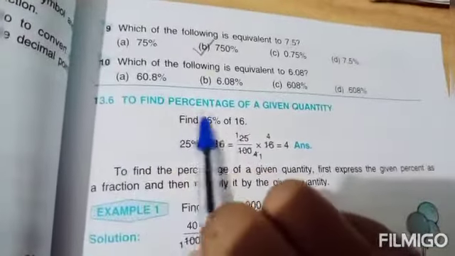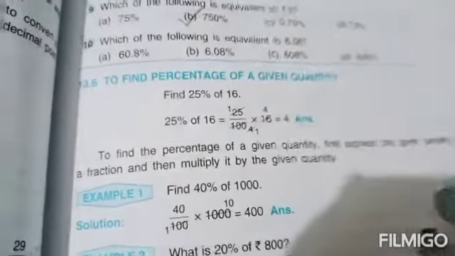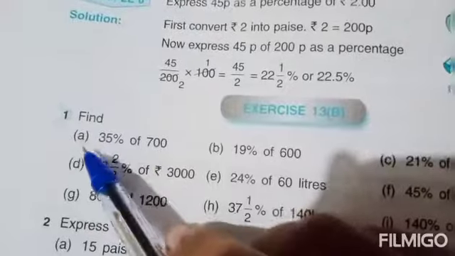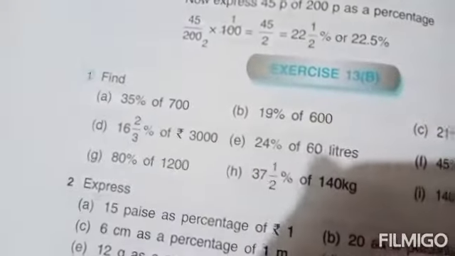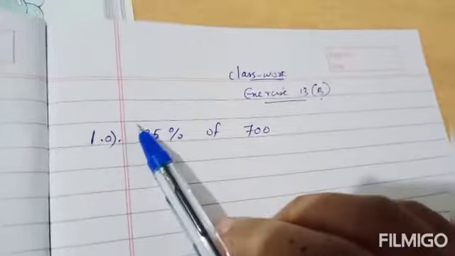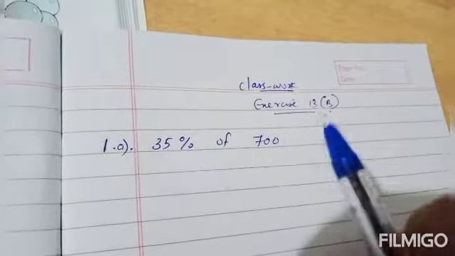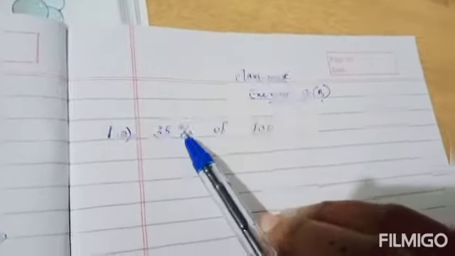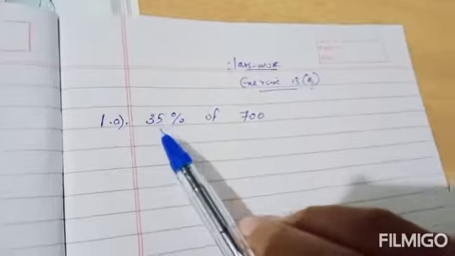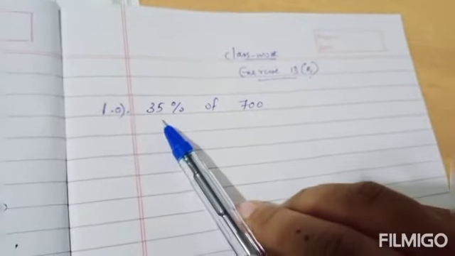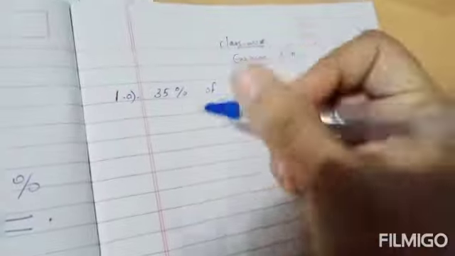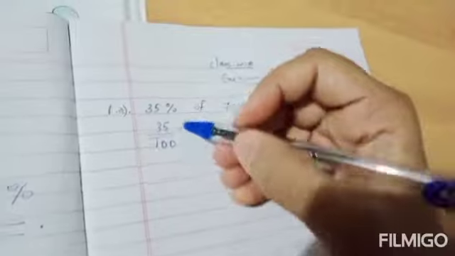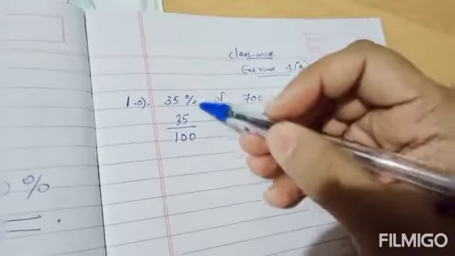Next topic, to find percentage of a given quantity. Exercise 13B, first question, find A, 35 percentage of 700. In order to find the percentage of a given quantity, first express the given percent as a fraction. So 35 percentage, you have to express this as a fraction. How? 35 percentage means it is 35 by 100. This is the first step: express the given percent as a fraction.